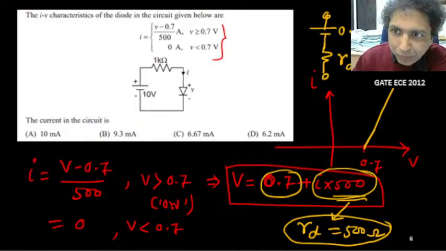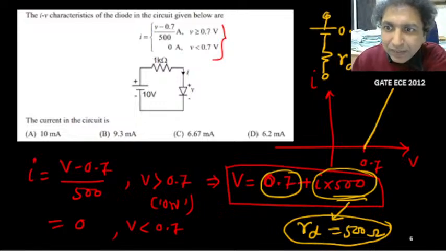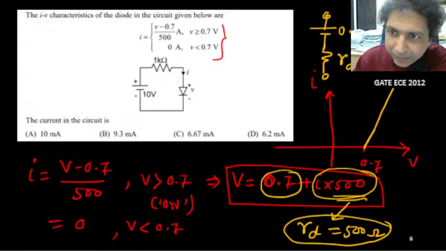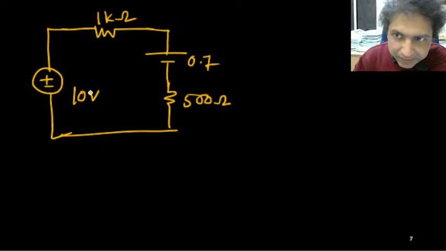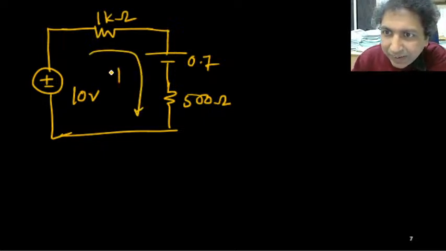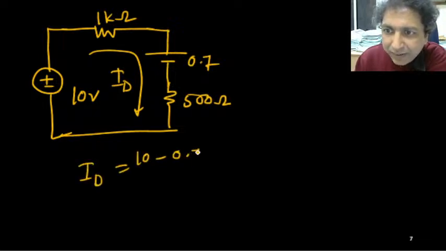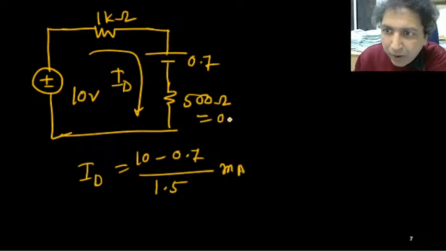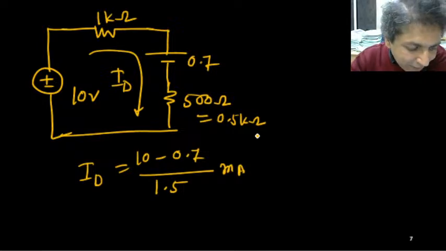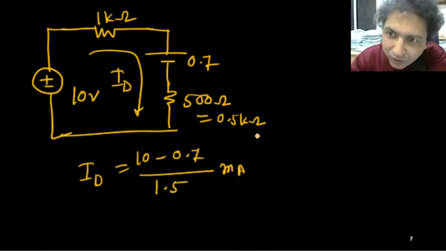That is the important thing. So first calculate the current, probably they are asking for the current. It's a very simple thing. So it is 10 volt, right? So total current, this current ID, easily we can find now. This ID will be 10 minus 0.7 upon total resistance, and that will be in milliampere. So this I can write 0.5 kilo ohm. So 1K plus 0.5K is 1.5K.